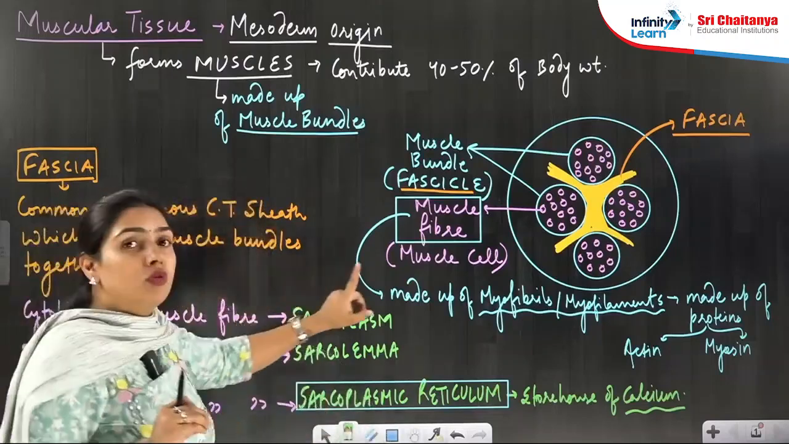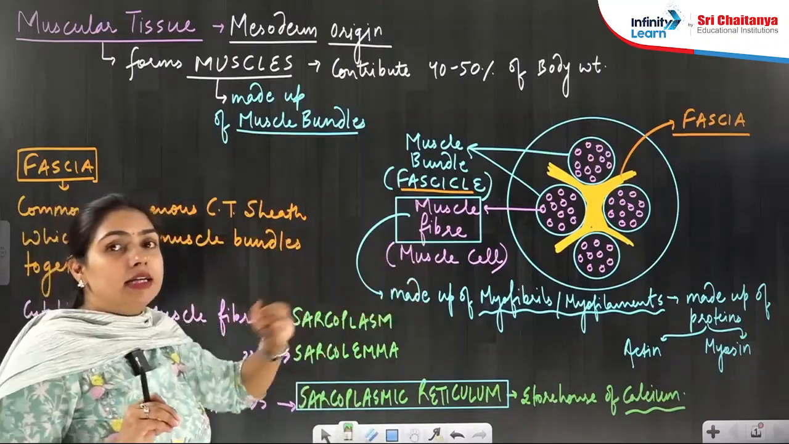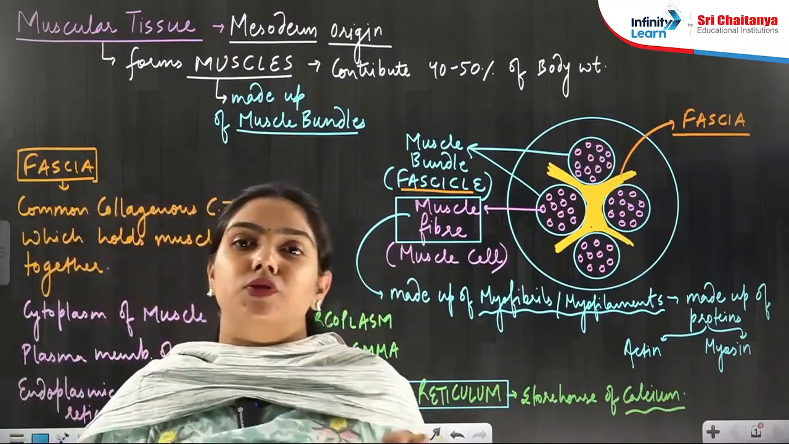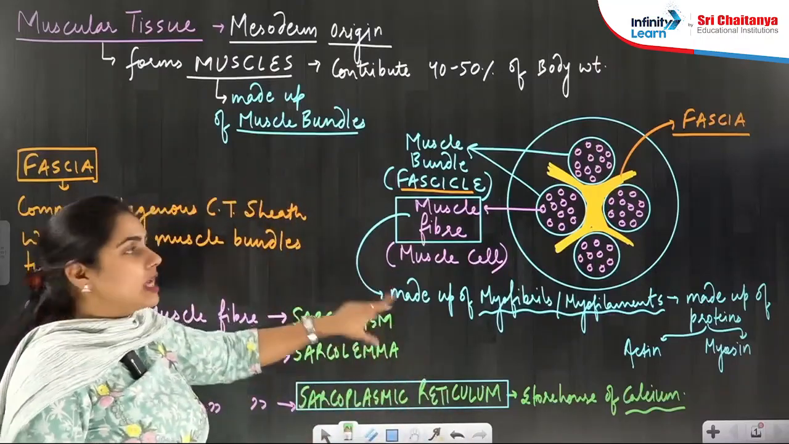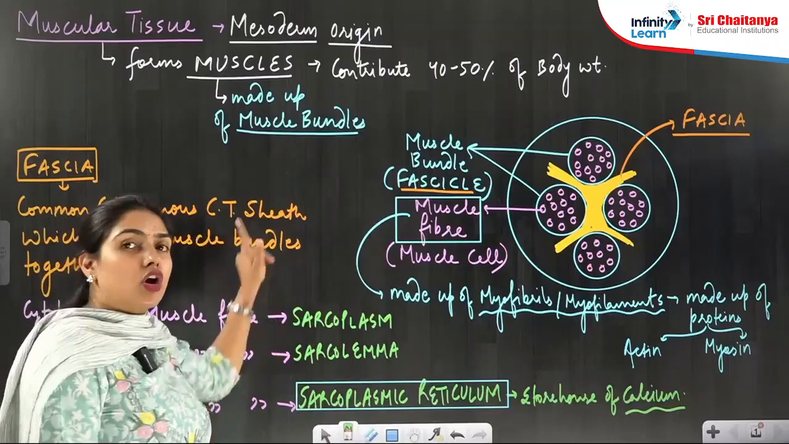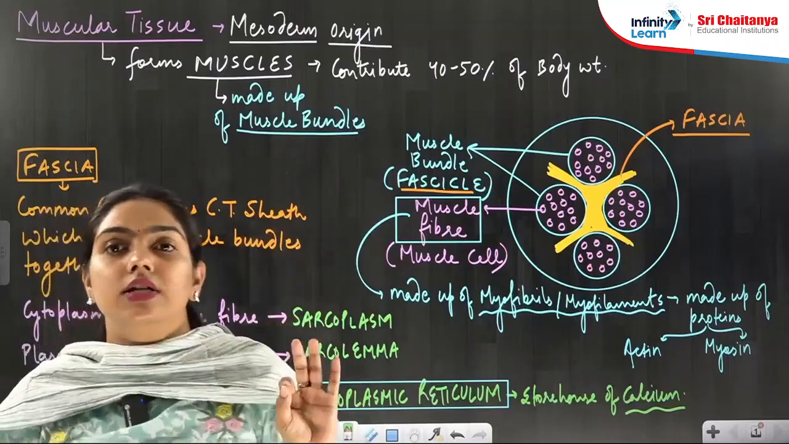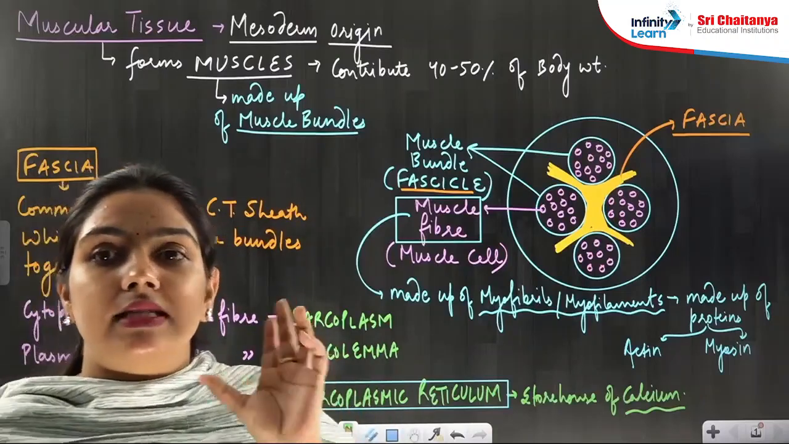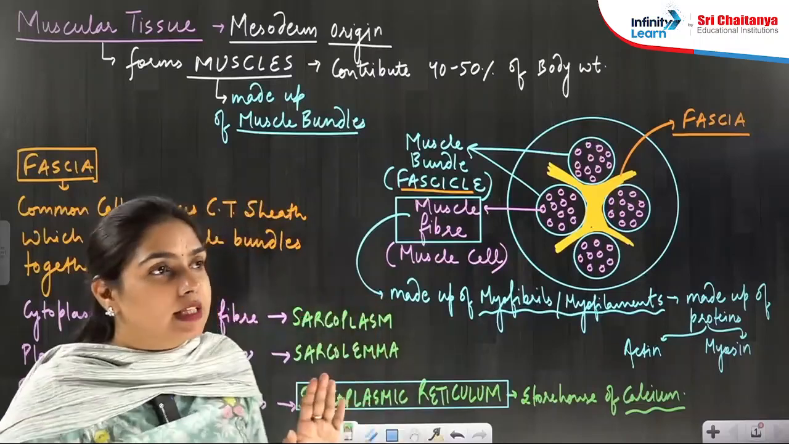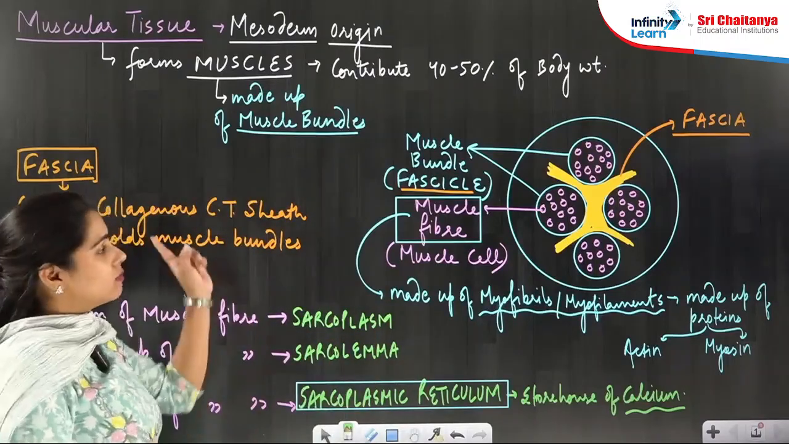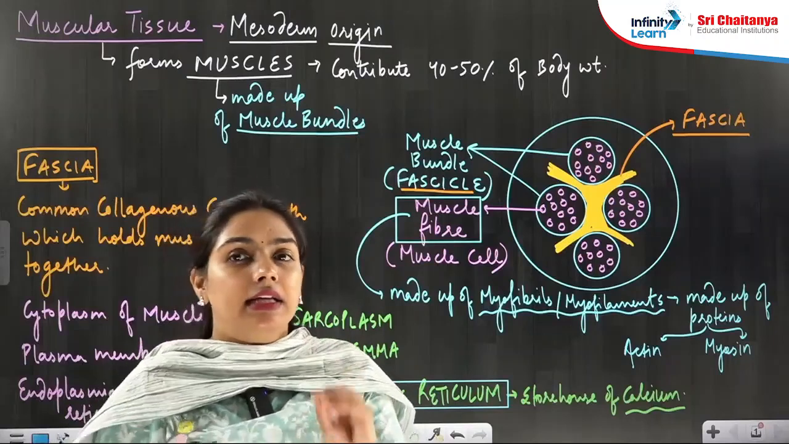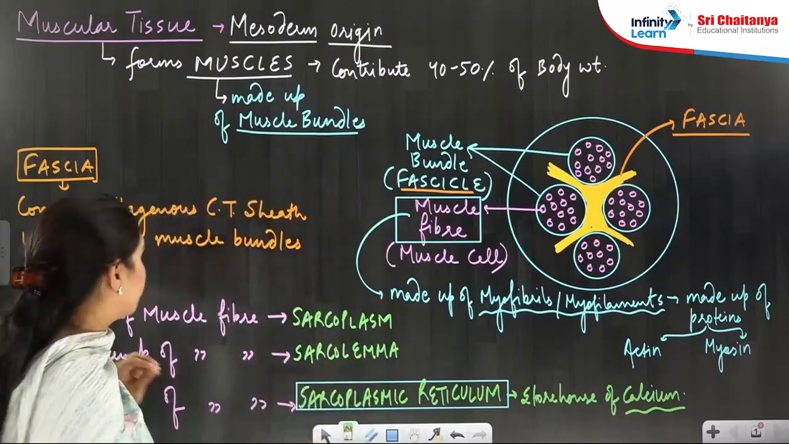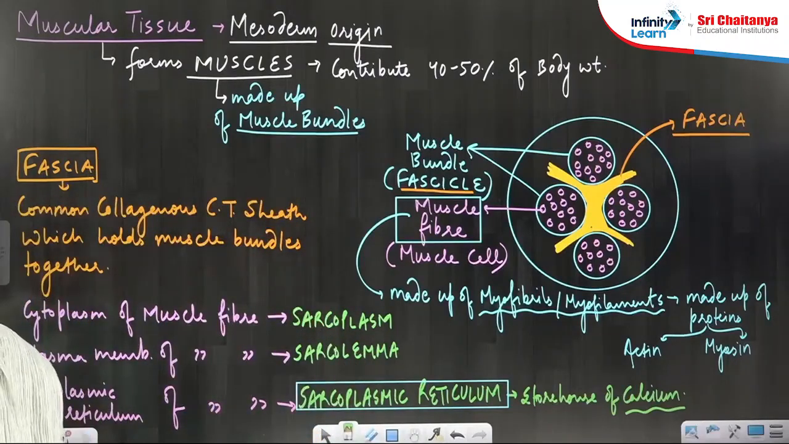So I will now move to the next page and tell you the properties and types of muscle. But before that, please confirm that you have understood this. Have you understood that muscle is made up of muscle bundles and a muscle bundle is made up of muscle fibers? So now let us move ahead and understand the properties and the types of muscle.